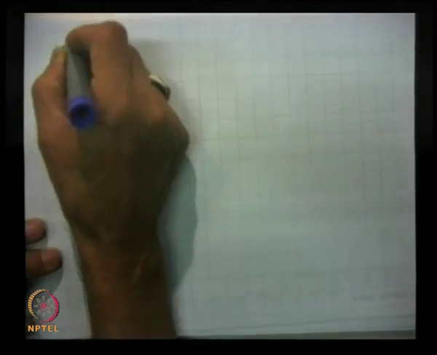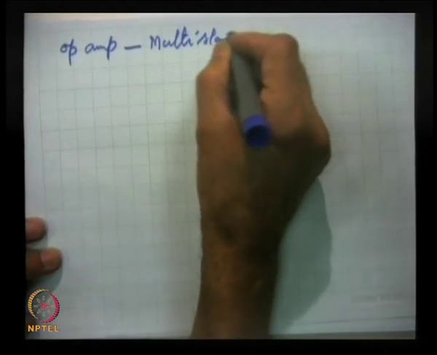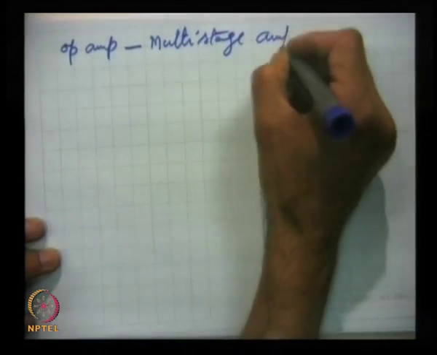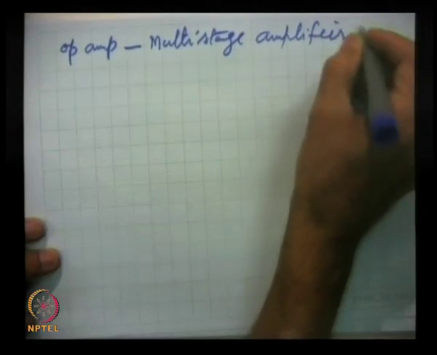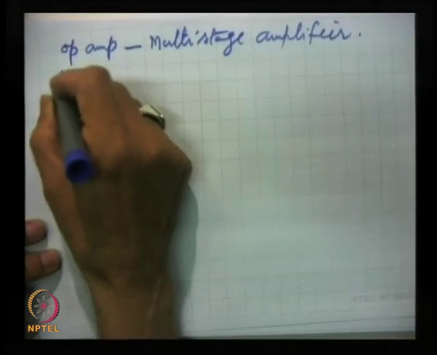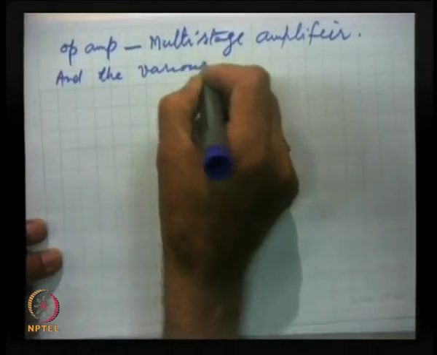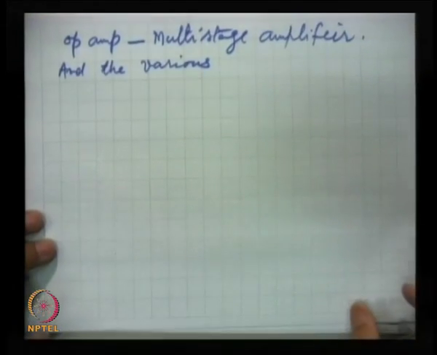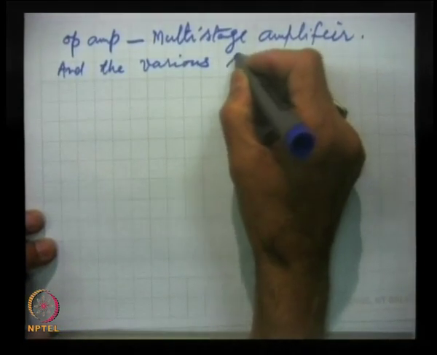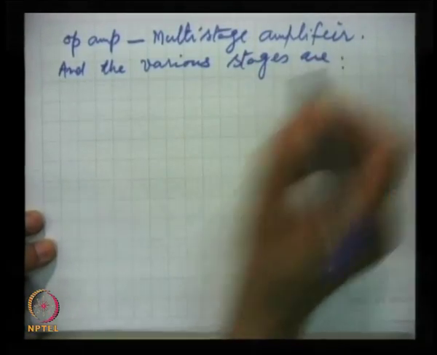So, an op-amp is a multi-stage amplifier, and the various stages are these.